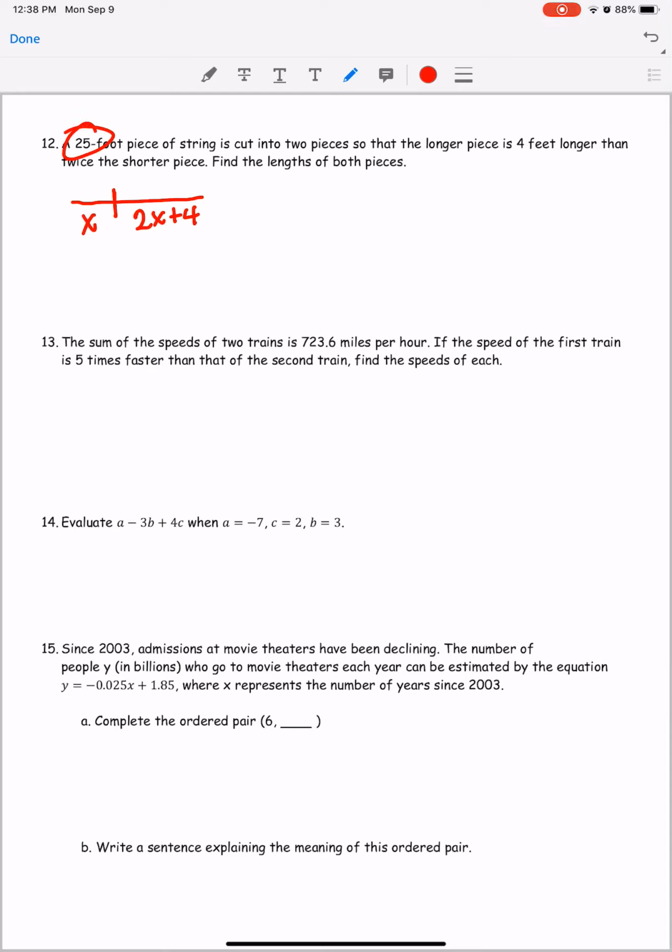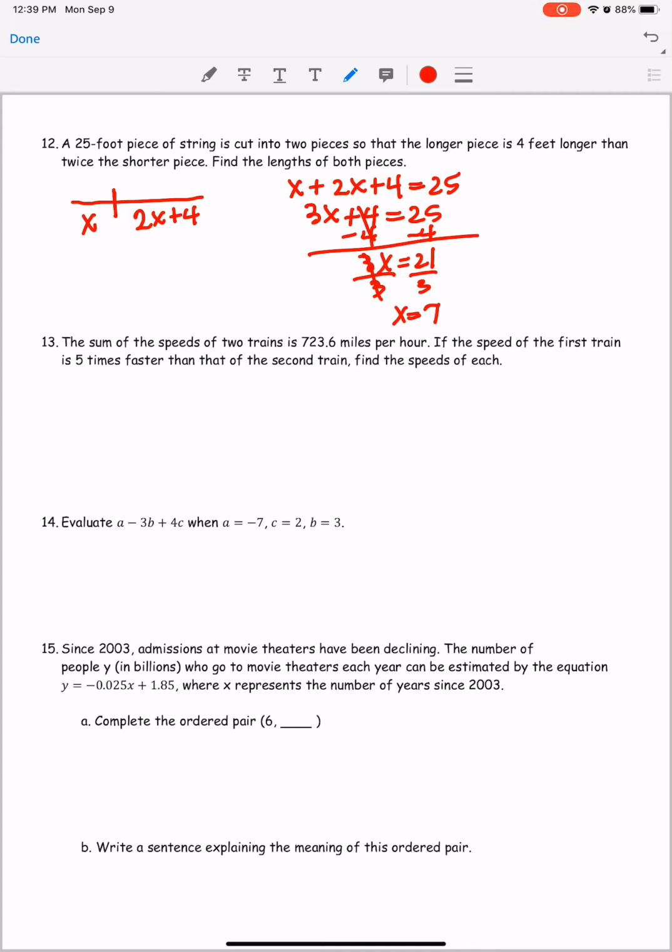So, together they add up to 25 feet, so I'm going to add these together. So we've got the short piece plus the long piece, and that needs to equal the whole thing of 25 feet. So solve. x plus 2x is 3x. Subtract your 4 over. And then divide by 3. So we got x is 7.